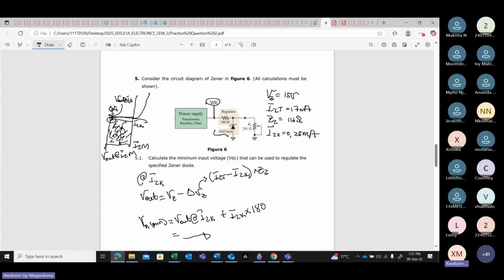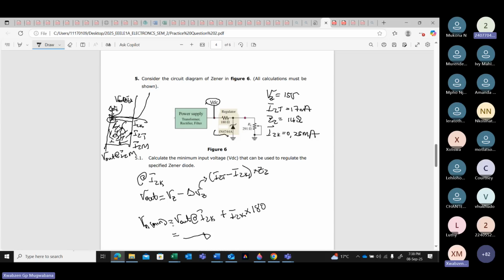Because there is a point here, which is your IZT, which is the test current. It's like a reference current. Reference from the middle to the lowest, from the middle to the highest. Do you understand? Yes, I understand.